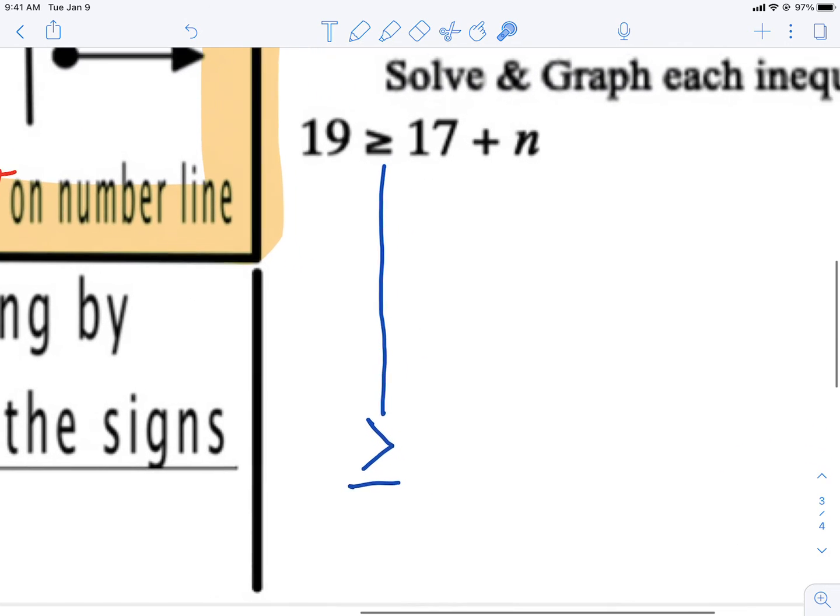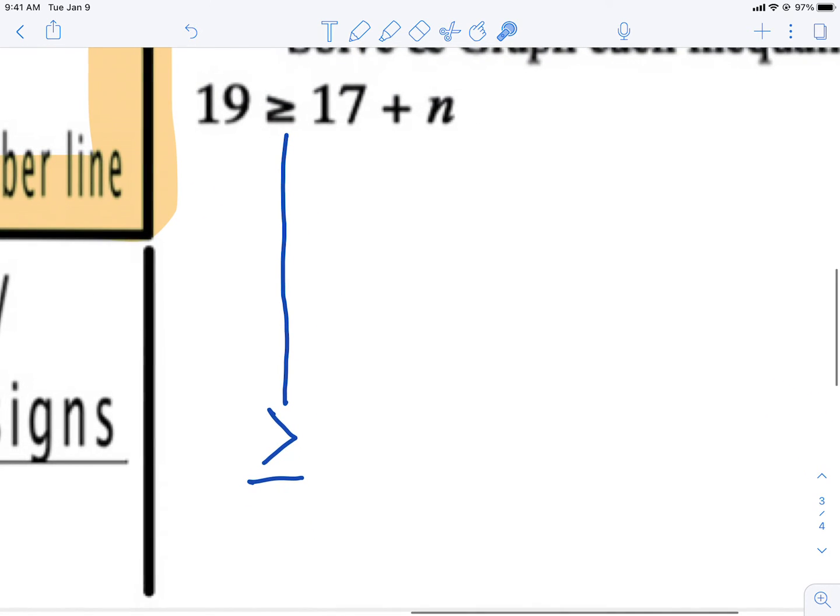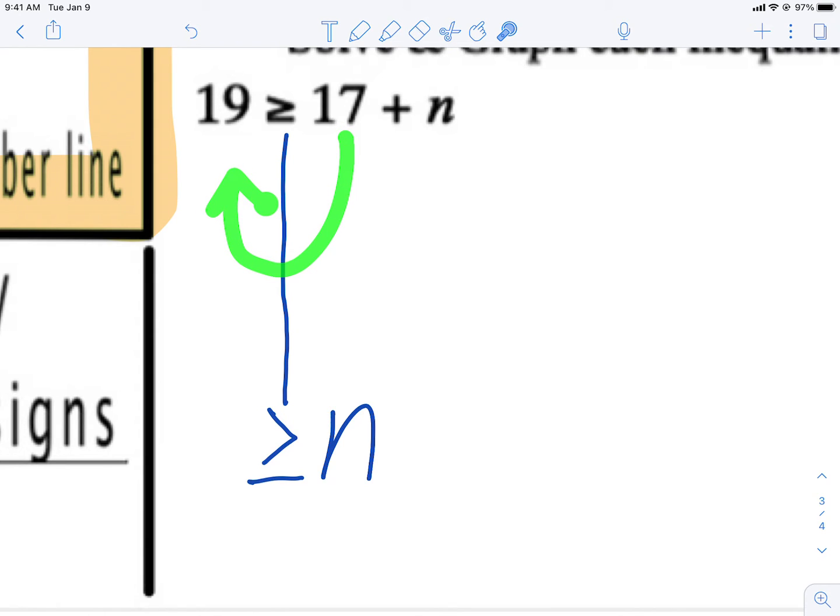So now, what are we going to bring down? We're going to bring down our n. So this n comes down just like that. So that means that this 17 is going to come over. Oops. 17 is going to come over this way. And when it comes over, it becomes negative 17. So I'm going to cross it out, and I'm going to say minus 17. So 19 minus 17 is 2.